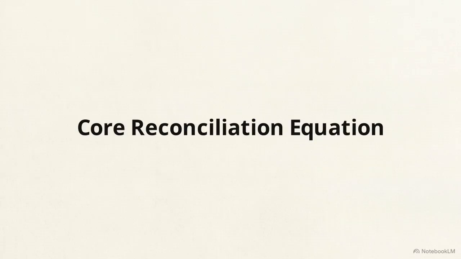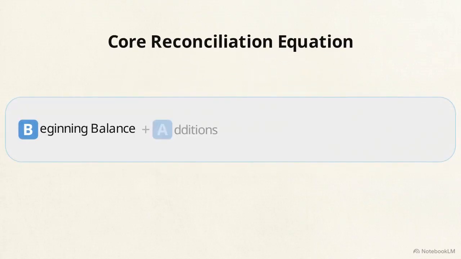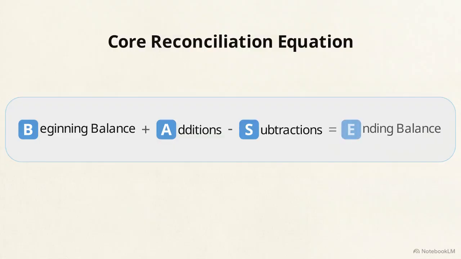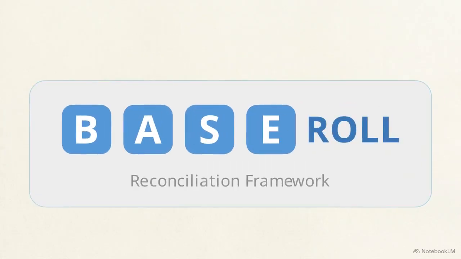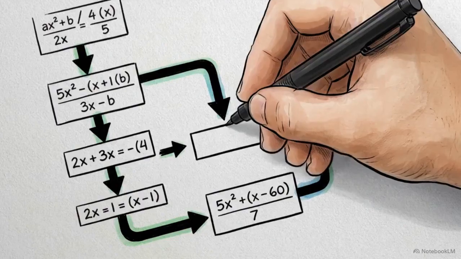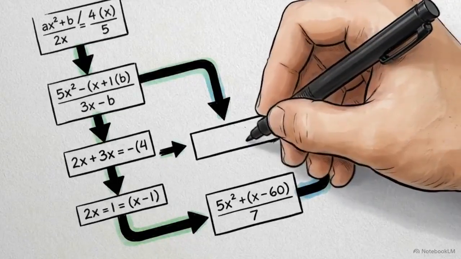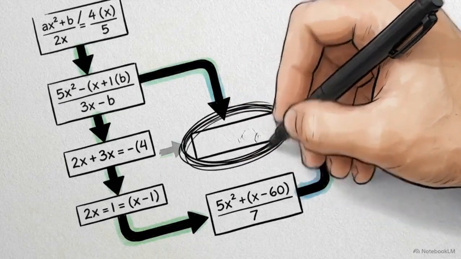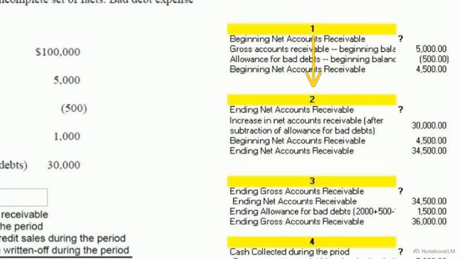To solve this, we rely on the core reconciliation equation that governs all accounts. Beginning balance plus additions minus subtractions equals the ending balance. This is commonly referred to as the base roll. Because the receivables life cycle operates as a closed mathematical system, applying this equation allows us to work backward and expose any missing variable. We begin the reconstruction by calculating the ending net accounts receivable.